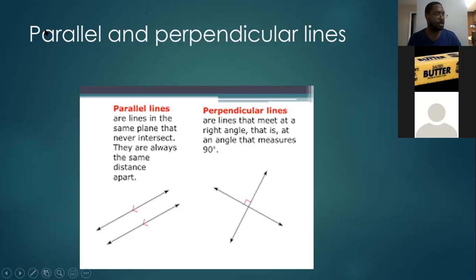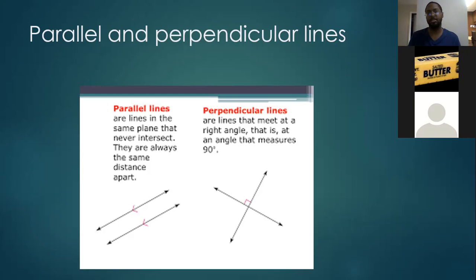In this section, the two kinds of lines that we're concerned about are called parallel lines and perpendicular lines. Parallel lines are lines in the same plane that never intersect. They are always the same distance apart, which is sort of a really long way of saying you have two lines that are going in the same direction at about the same tilt, and they never ever meet. They never cross.